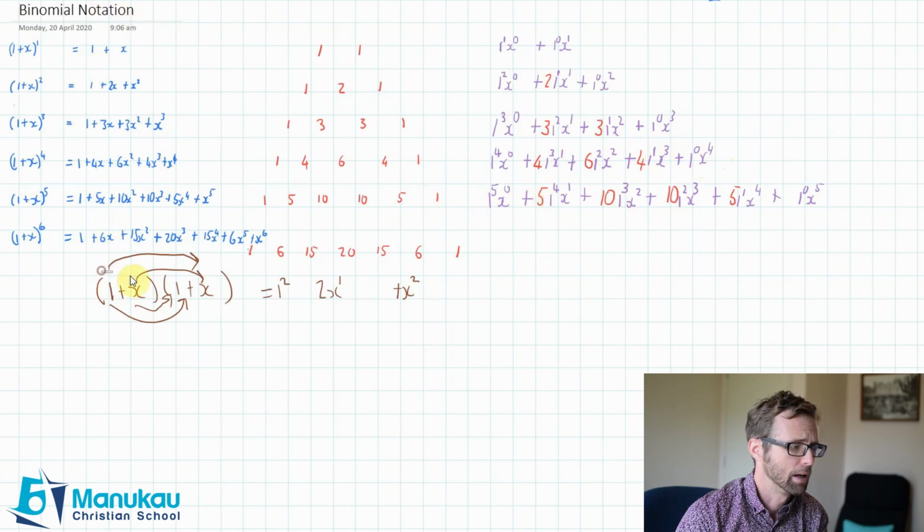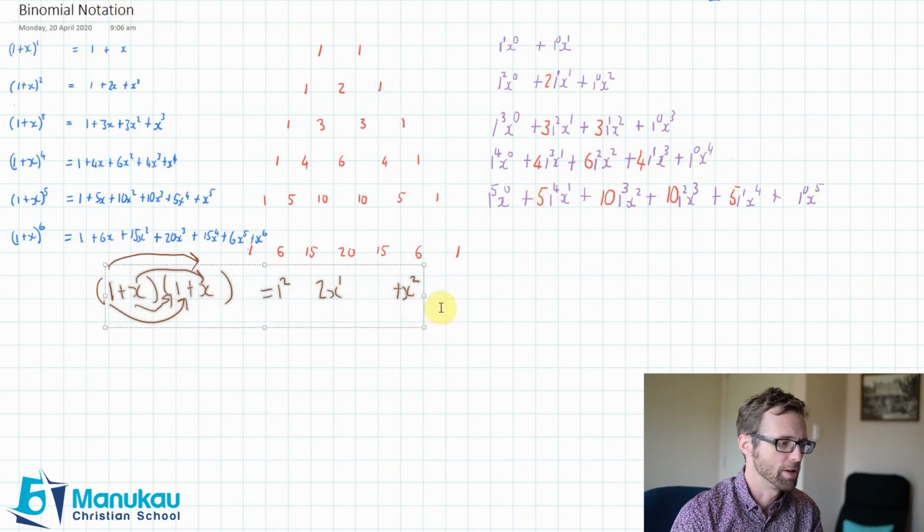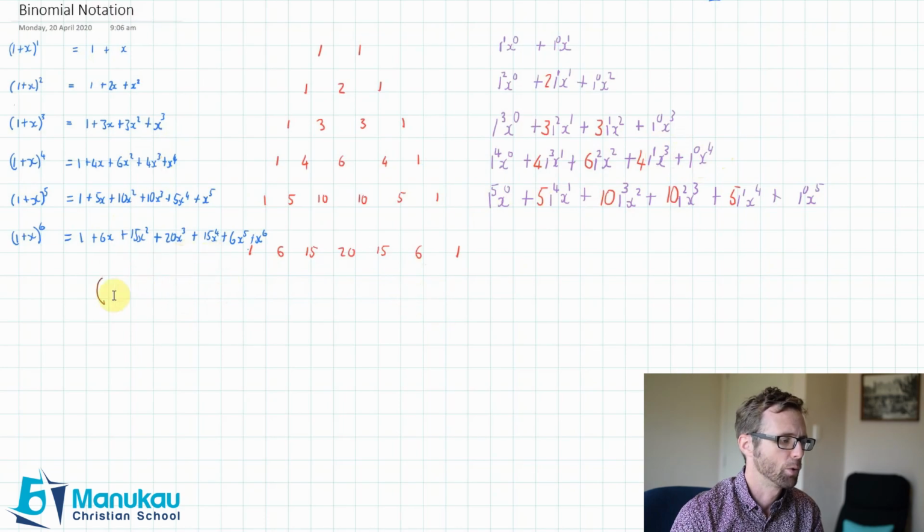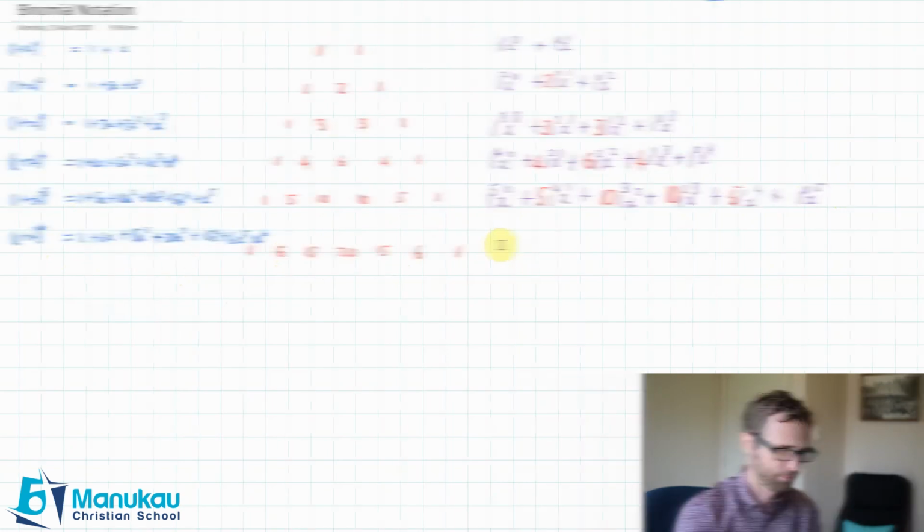So, why don't you pause the video now, have a look at what I've done for the 1 plus x all to the power of 5 line. Have a look at how that works, and then see if you can, on your own, figure out how to do this last line here using this part of Pascal's triangle when we're doing 1 plus x all to the power of 6. Pause the video now.